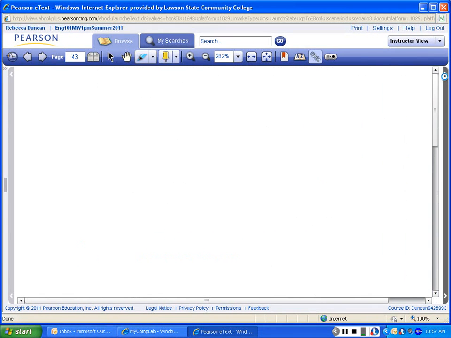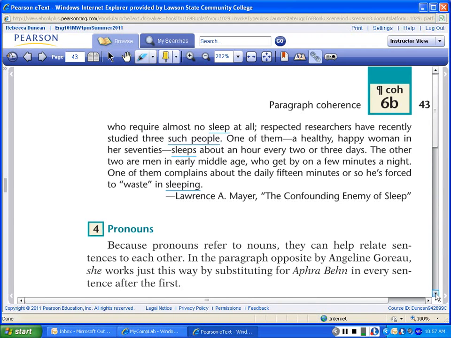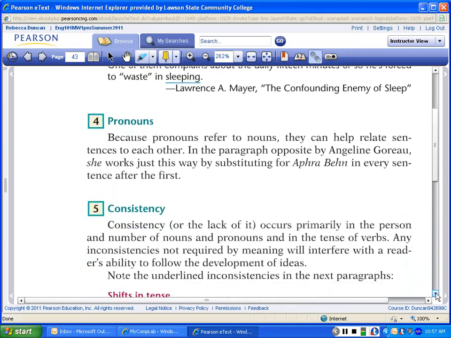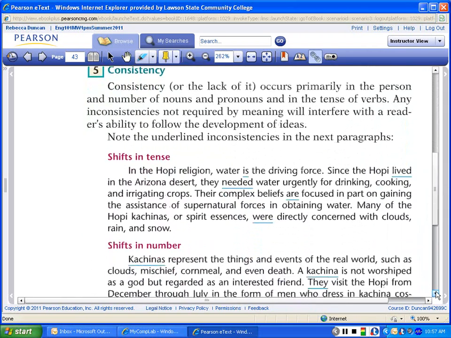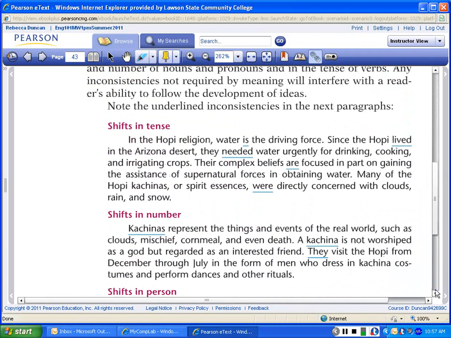And then I think lastly I want to point out consistency. Shifts in tense. Tense is the word we use in verbs. The way we word a verb tells the reader whether the action is happening in the present, if it's ongoing, if it happened in the past, or we anticipate it happening in the future. So first of all, we have to write in the correct tense. But when we're writing about something, sometimes it's difficult. We shift back and forth, and that's not good.